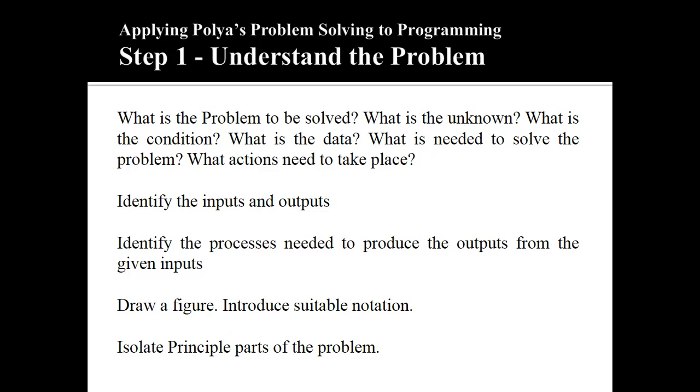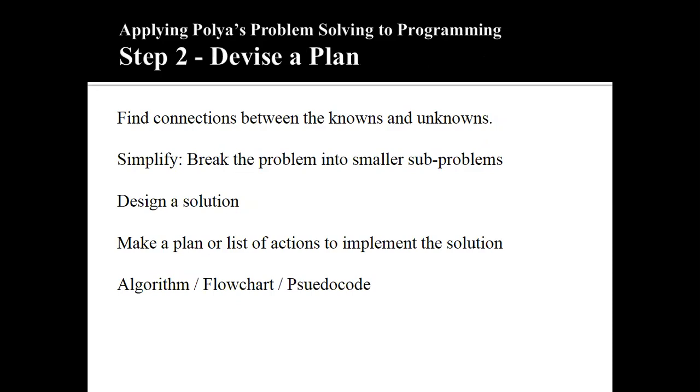You have to identify the inputs and outputs for that specific problem, and identify the processes needed to produce the outputs from the given inputs. You have to draw a figure that gives different notations and different pros and cons and different benefits and harmful effects of that specific problem. Then isolate the principal parts of the problem, the core steps that you have to solve. After that, we have to devise a plan.